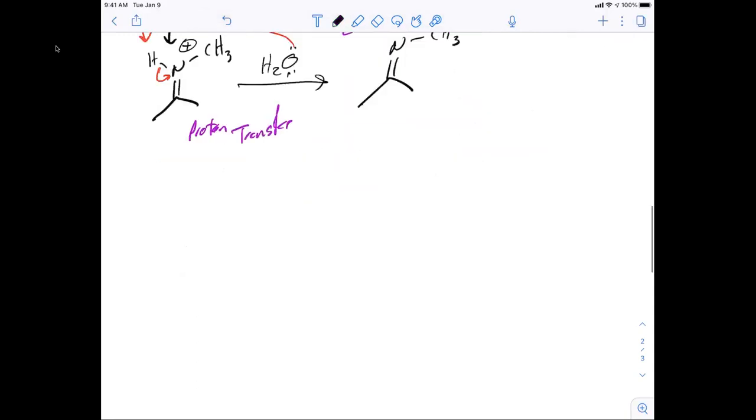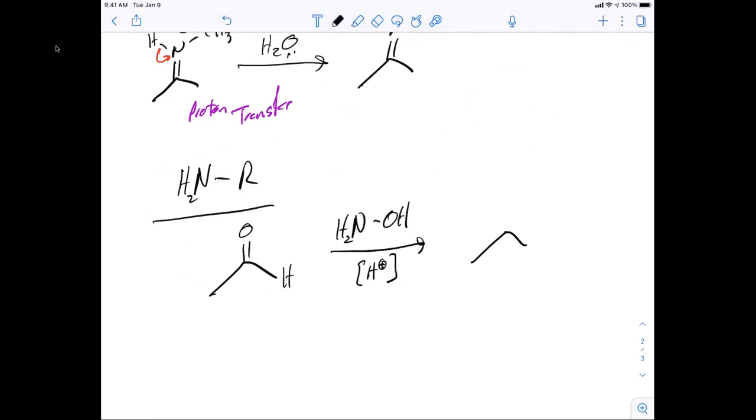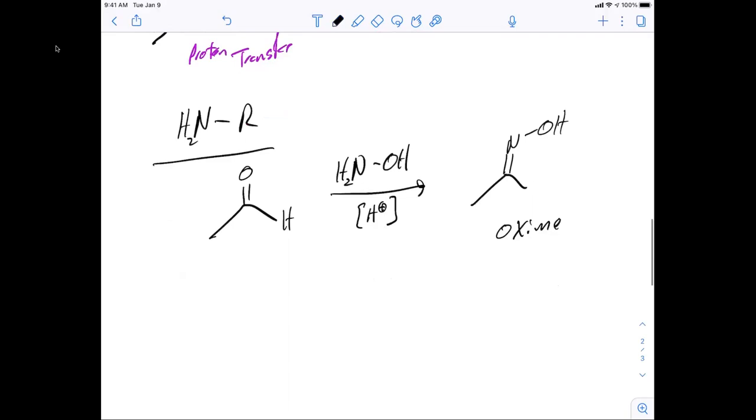Besides the imine formation, it turns out that NH2R group is pretty generic. So I could take the aldehyde, react it with an NH2OH, right, with a trace acid. And again, that most often is the p-tosylate or the tosylic acid, TsOH. If I have the OH here, this is called an oxime. And that has a biological derivative.